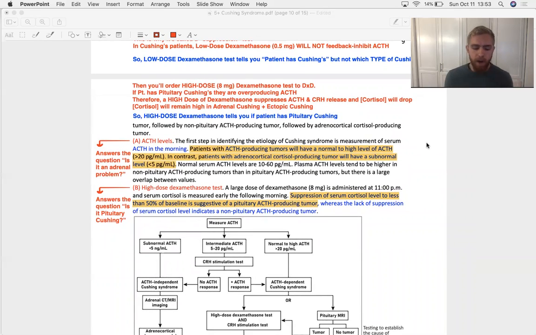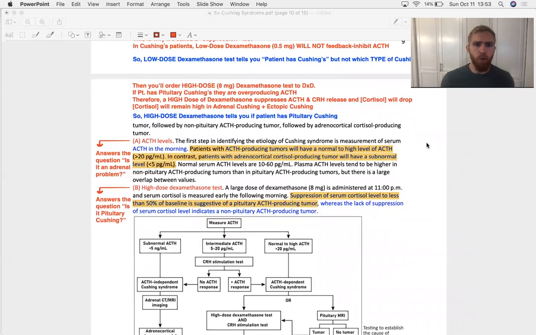Remember that we said you could have pituitary endogenous hypercortisolism, or it could be due to a primary adrenal problem, or thirdly, it could be due to an ectopic tumor somewhere else in the body, not on the HPA axis, that's secreting ACTH or CRH directly into the bloodstream.